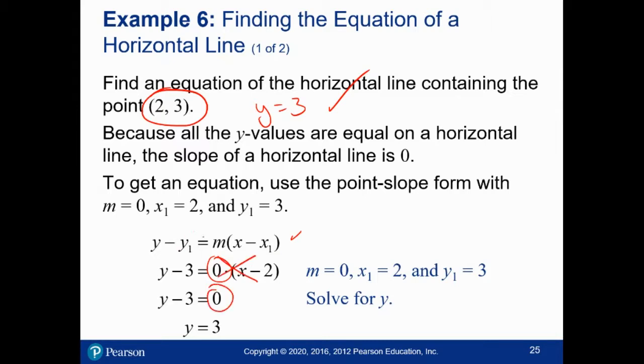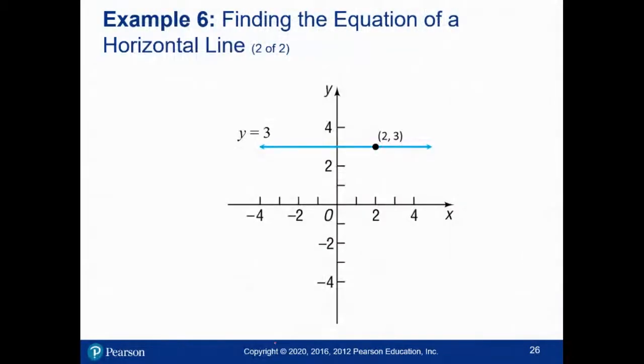And what was the y value of the point we did have? It was 3. So that goes here. y minus 3 equals 0, or y equals 3. Again, at this line, I'd say you've got point-slope form. For horizontal lines, it's pretty common to go ahead and change it to that final form there. There's the line.